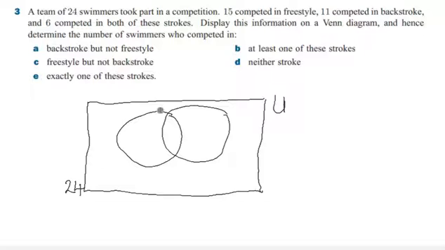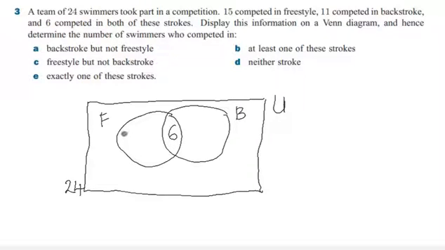Now, 15 competed in freestyle, 11 in backstroke, 6 competed in both of the strokes. I love starting with those in the middle because I might need to work out the number here and the number here. So I'm sure that 6 people participated in the 2 activities. Oh, I've not labeled my sets. So this first circle will be freestyle F, those who competed in freestyle, while the second circle will be those who competed in backstroke. Now, 6 of the swimmers competed in both of them.